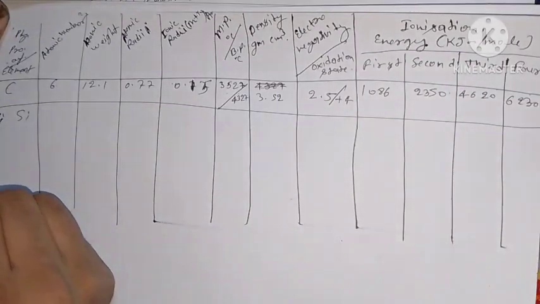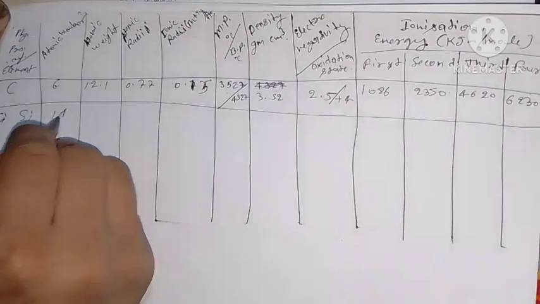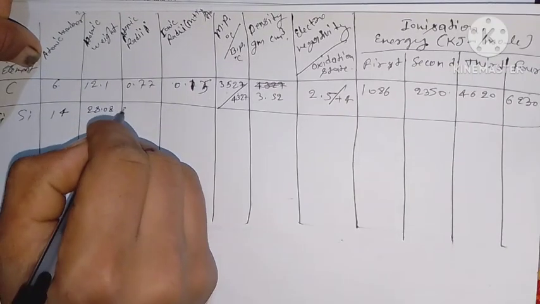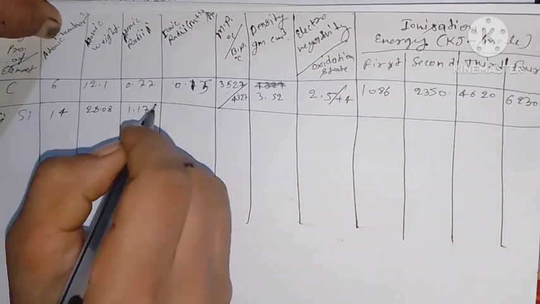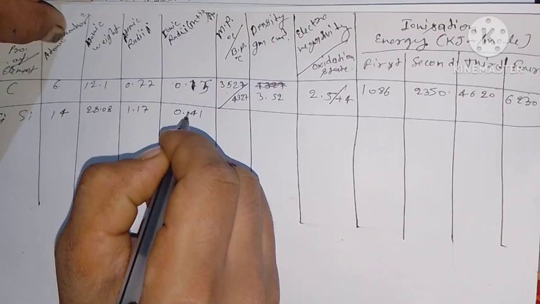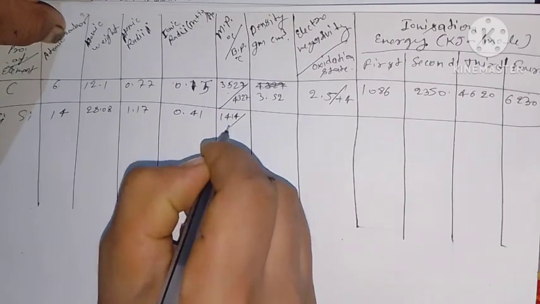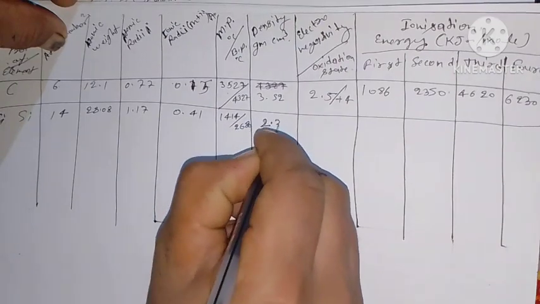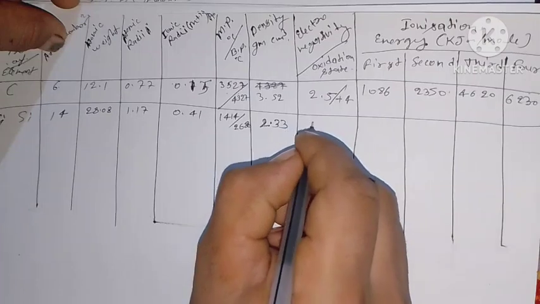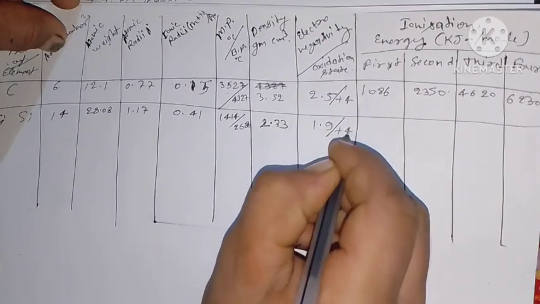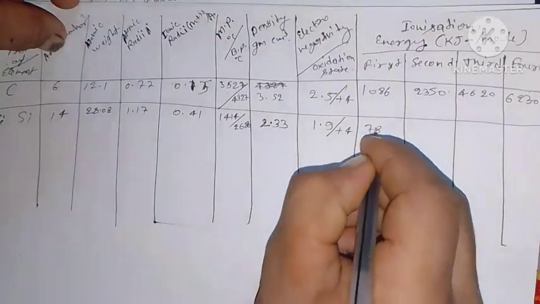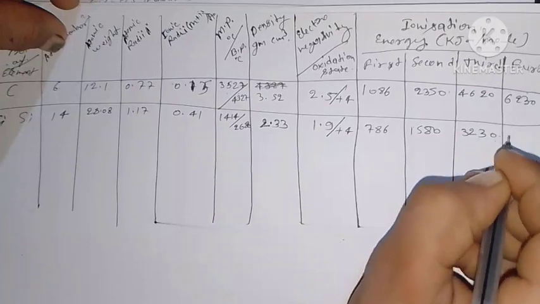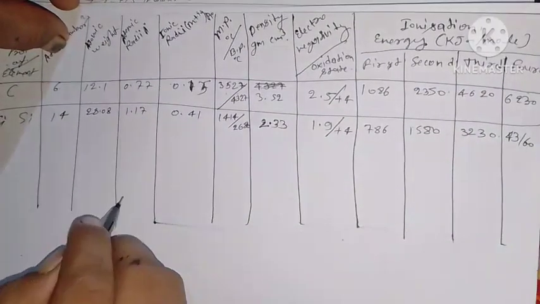Next element, silicon: atomic number 14, atomic weight 28.08, atomic radii 1.17, ionic radii 0.41, melting point 1414, boiling point 2680, density 2.33, electronegativity 1.9, oxidation state plus 4. First ionization energy 786, second 1580, third 3230, and fourth 4360.